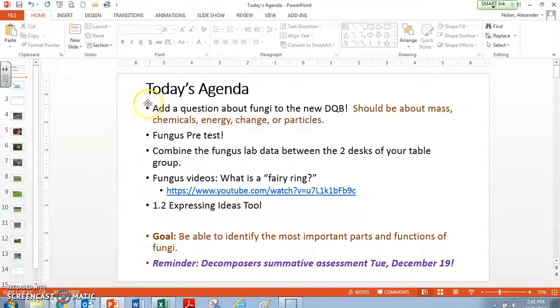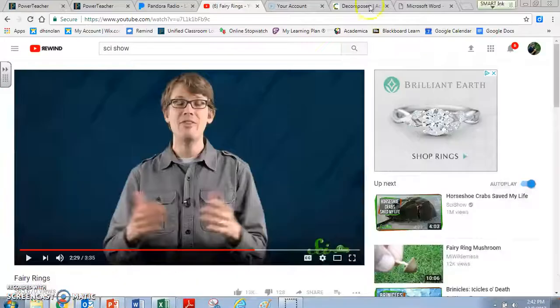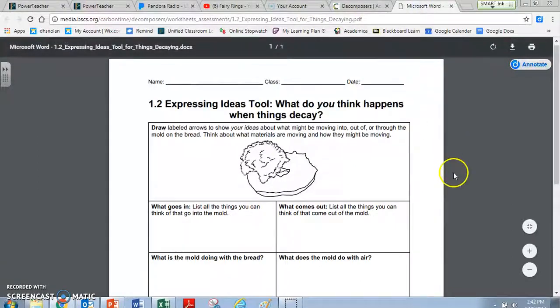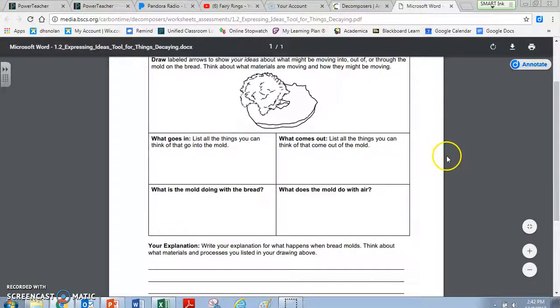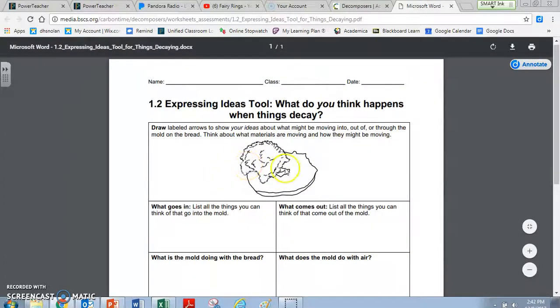So what I would ask you to do at this point, if you haven't already, is to go back into your packet and do the 1.2 Expressing Ideas tool, which again looks like this. And go through there and start thinking about how can you model this? How can you show what chemicals might be going in and out of this fungus?